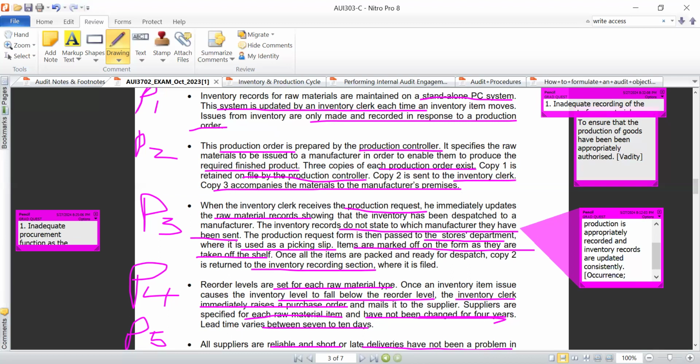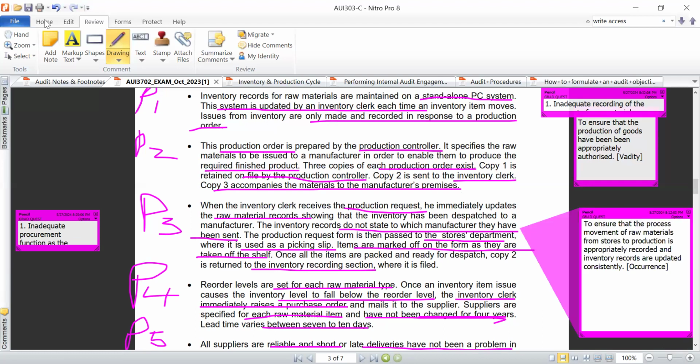So if I want to know that indeed there were raw materials that were moved, I must be able to see the production request in place. And then, of course, it will be primarily occurrence for this particular one. Guys, are these things making sense? You can also use it to determine that the process of movement of raw materials from stores to production is appropriately recorded and that inventory records are updated consistently or regularly. Simple as that. Are these things making sense?